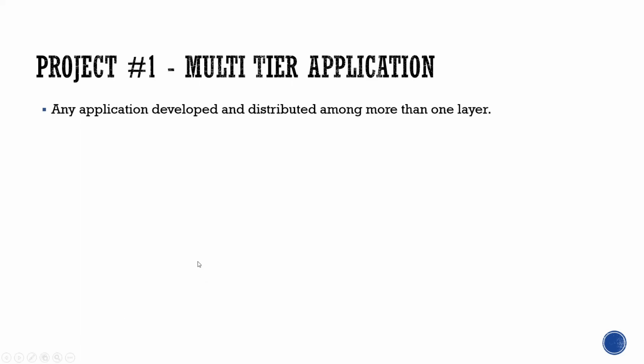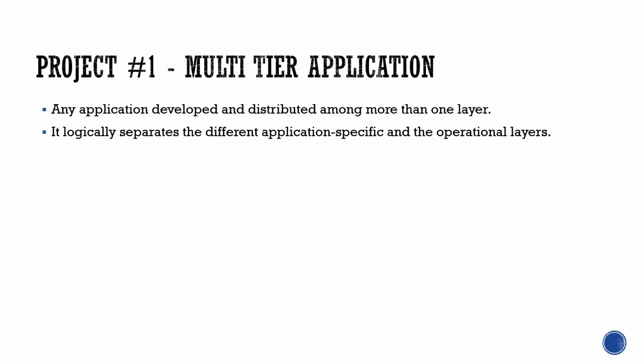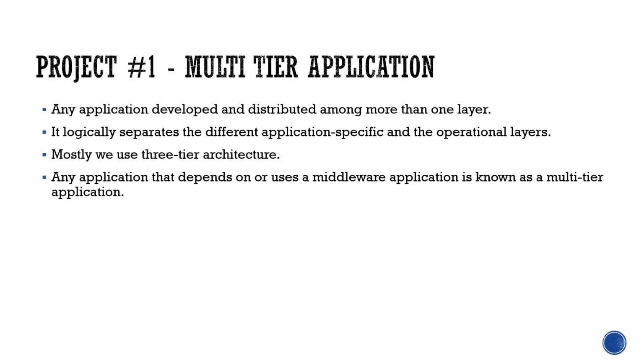So without further ado, let us understand what a multi-tier application is. Any application developed and distributed among more than one layer is known as a multi-tier application. It logically separates different application-specific and operational layers. Mostly we use three-tier architecture. It's very common that you must have heard about three-tier architecture in applications, and it's because it's very common. Any application that depends on or uses a middleware application is known as a multi-tier application. We can also call it an n-tier application.